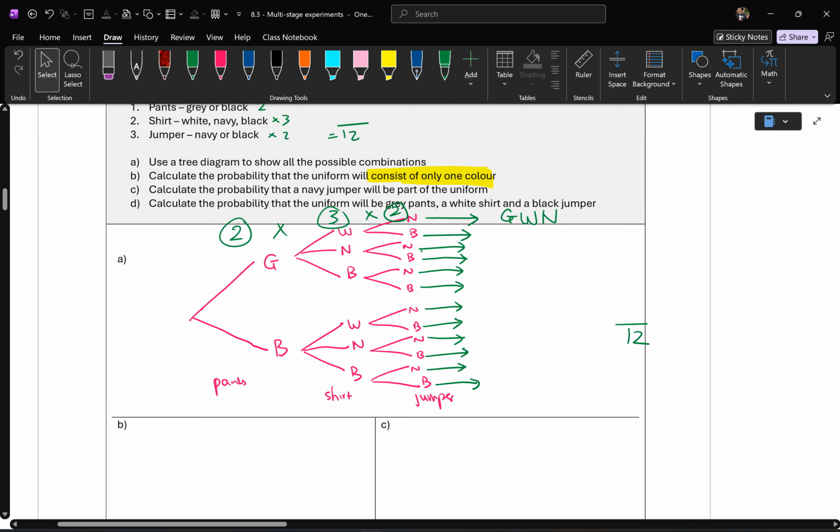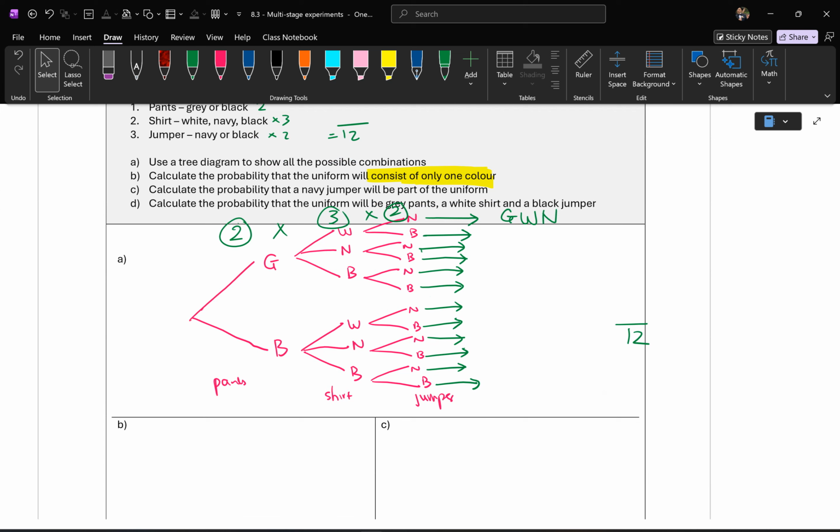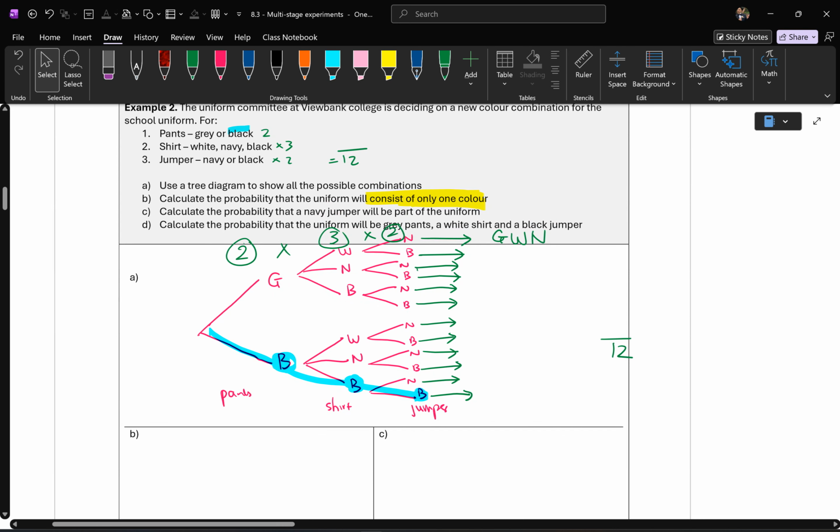B. Calculate the probability that the uniform will consist of only one color. If it consists of only one color, that means in one row, I should only see the same colors across all of them. Now, which one has the same colors across all of them? I can see black over here: black pants, black shirt, black jumper. That's one option. Any other ones that are tripling up? No, I think that's it. I think black was the only one that was consistent in all 3.